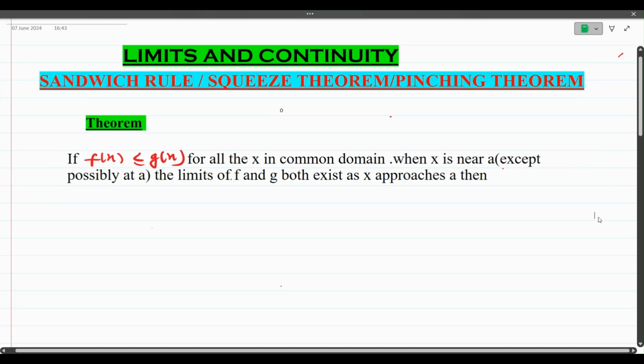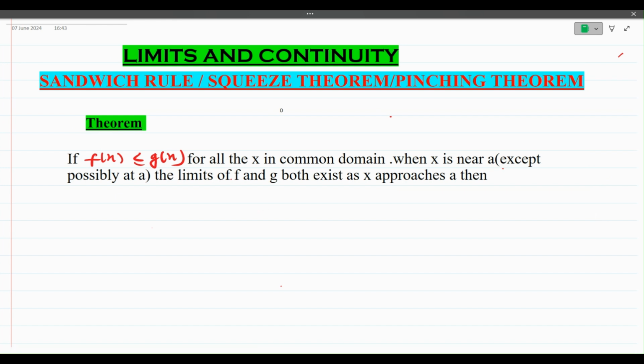Hello, in this lecture, we're going to learn about the sandwich rule. We call it the squeeze theorem, or sometimes we call it the pinching theorem.